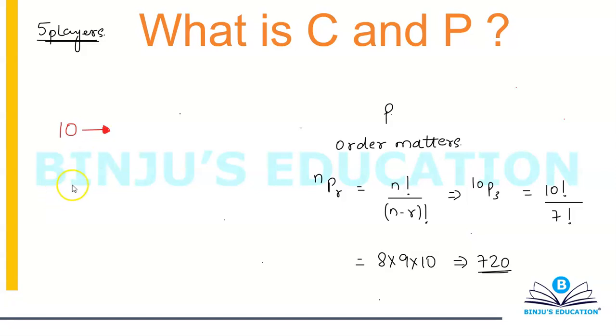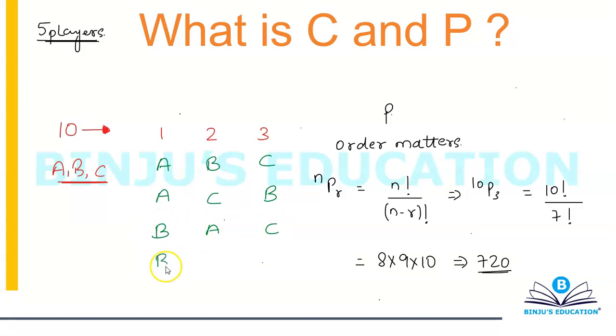Let's say suppose I say that A, B and C finish the race in the first 3 positions. It can happen that A came first, B second, C third. It can also happen A came first, C second, B third. It can also happen that B came first, A second, C third. It can also happen B came first, C second, A third. Or we can have CAB and CBA. So the order matters here.